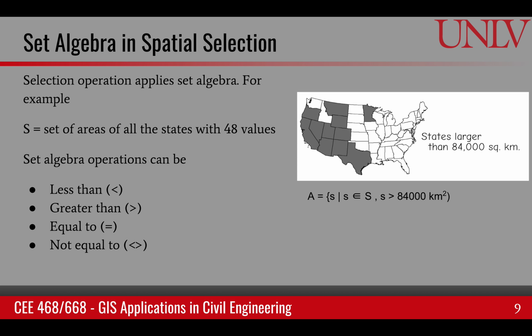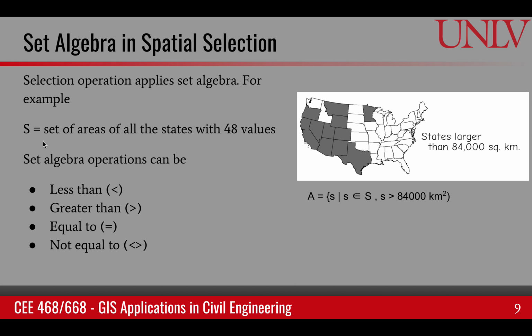The other thing that we can do with the spatial selection is set algebra. So if our features are considered as a set with some values, then we can apply algebra to them. Algebra primarily means addition, multiplication, less than, greater than, equal to, not equal to.